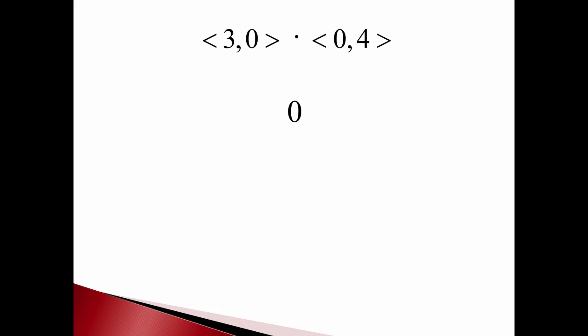Right? Of course, the reason is I'm taking something that just points in the i direction and something that just points in the j direction. Those are perpendicular to each other. And we're going to see that's exactly what the dot product does. If you take things that are perpendicular to each other and do the dot product, you'll always get 0.